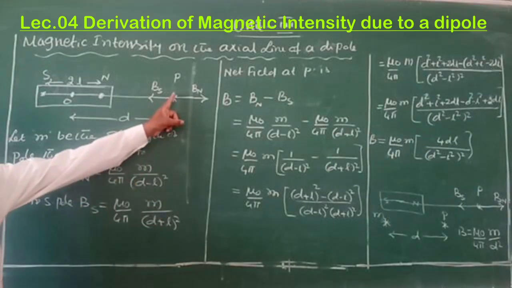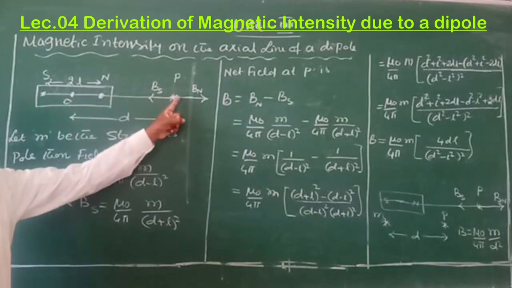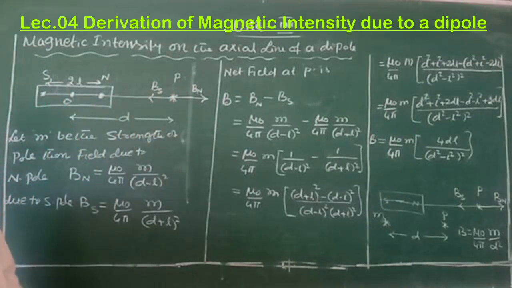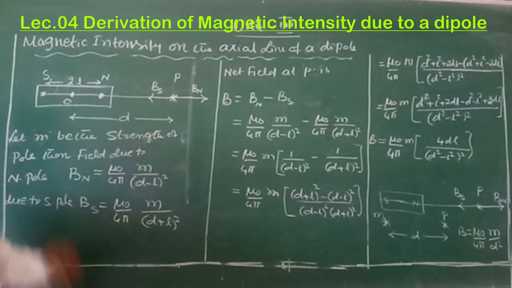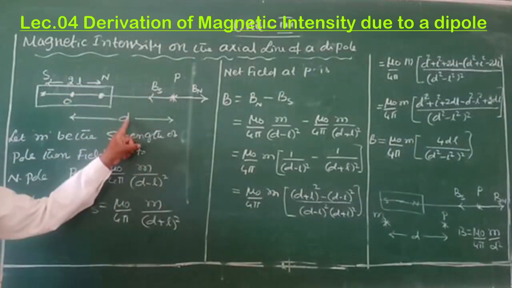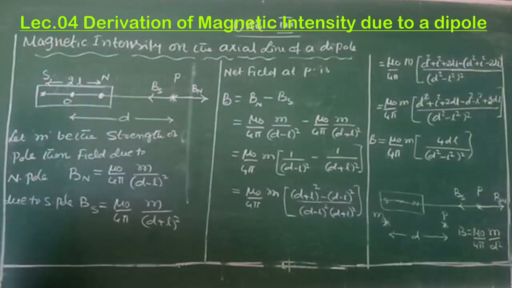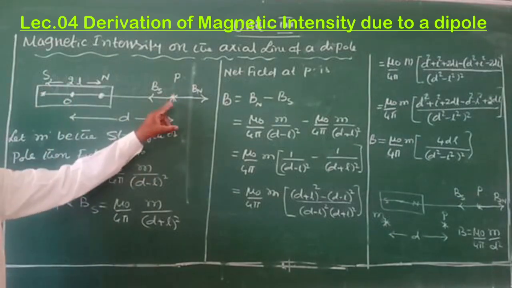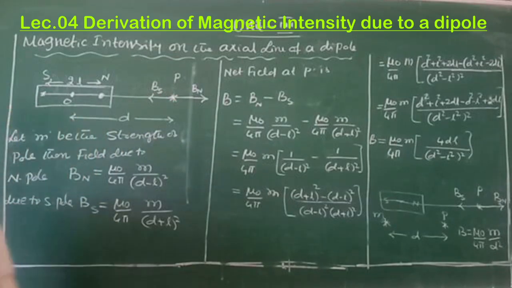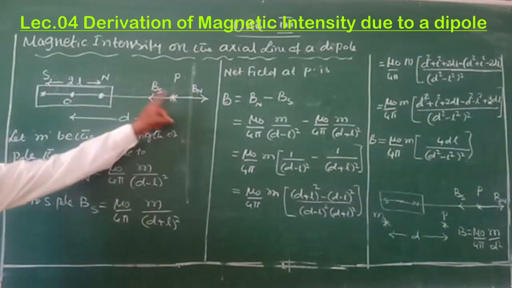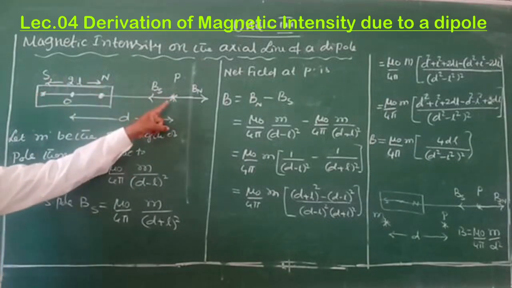Now let us consider P is any point on the axial line, which is at a distance of D from the center of the magnet. At this point P, two magnetic intensities are acting. One is due to the north pole, another is due to the south pole.